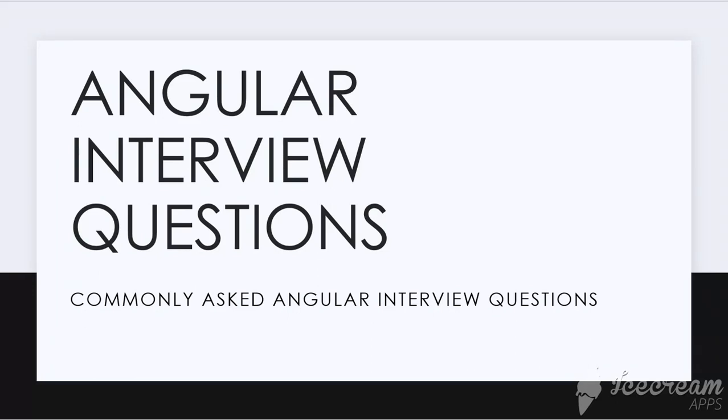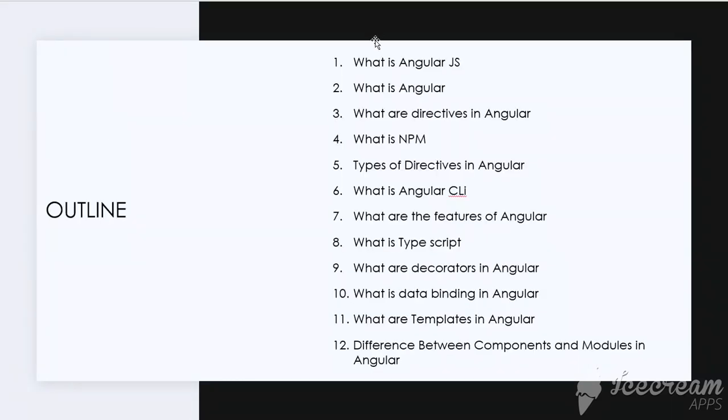So let's start. This is the outline. Normally I'm going to go over these slides and talk about these topics, and then we will discuss some other topics that come in detail inside these topics, right? So what is AngularJS? What is Angular? Of course, there is a difference between Angular and AngularJS. We will discuss that. What are directives in Angular? Then node package manager will be discussed. Types of directives in Angular. There are two different types of directives in Angular. We'll discuss that, structure or behavior, and what are they. We will talk about them.